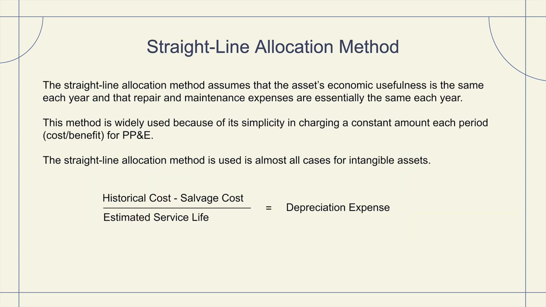As we move into the exploration of allocation methods, we begin with the straight-line method. This is by far the most easily understood and widely used technique for calculating depreciation. In this approach, an equal amount of depreciation base or allocation base is allocated to each year of the service life. The depreciable base is simply divided by the number of years of the asset's life to determine its annual depreciation. It assumes that the economic usefulness of the asset is the same each year and that repair and maintenance expenses are essentially the same.